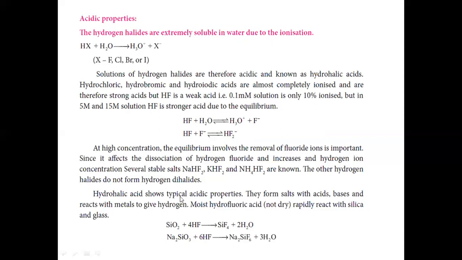Hydrohalic acids show typical acidic properties. They react with acids and bases to form salts, and also react with metals to give hydrogen. Hydrogen fluoride reacts with silica and gives tetrafluorosilicic acid. Hydrofluoric acid reacts with sodium silicate and gives sodium fluorosilicate.